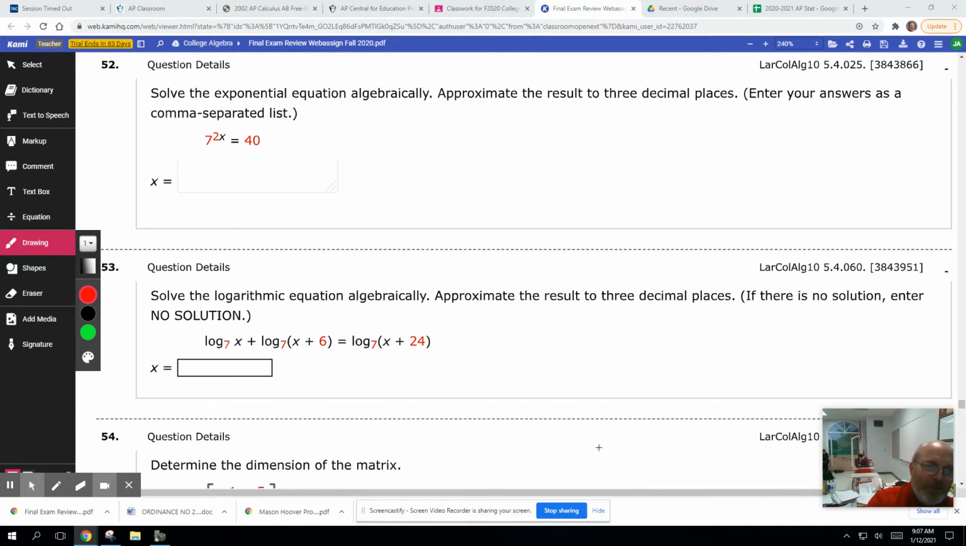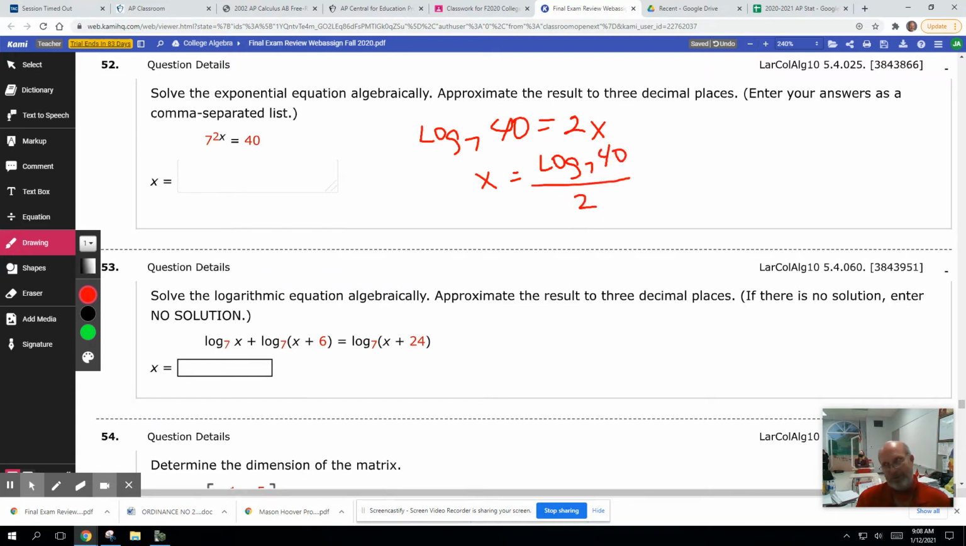So here we have an exponential equation. We are going to use the logarithmic form of that. We're going to say that log base 7 of 40 equals 2x. We're going to divide that by 2 on both sides. So we're going to get x equals log base 7 of 40 over 2.